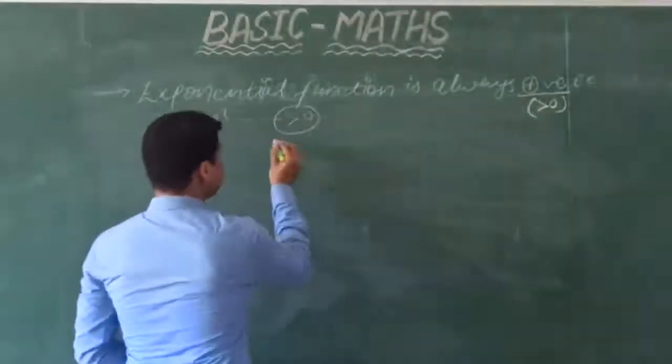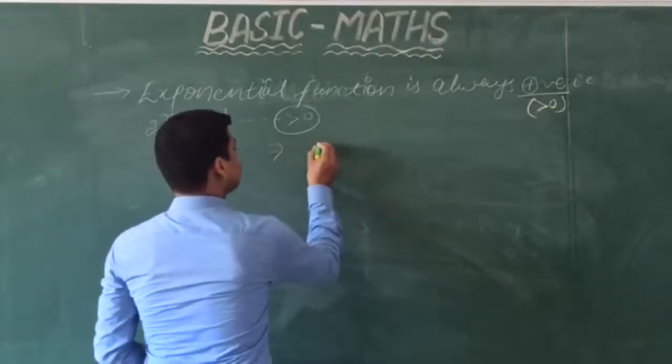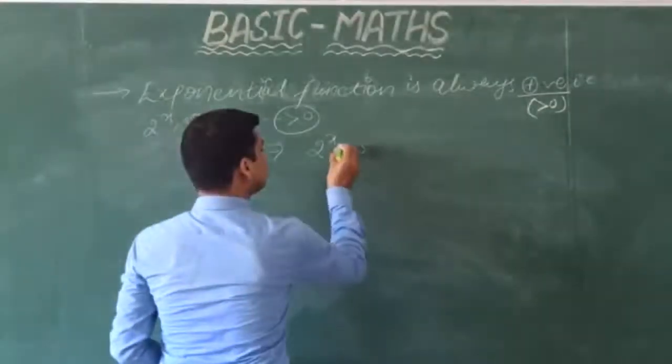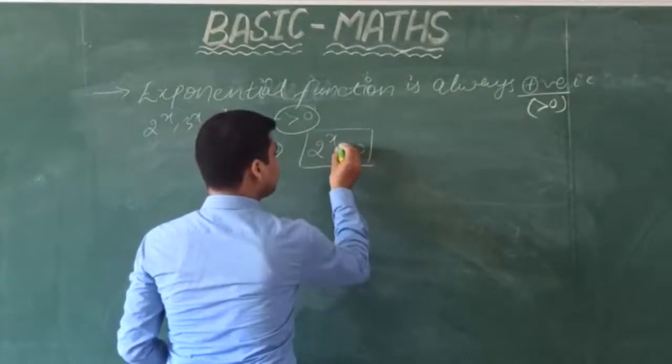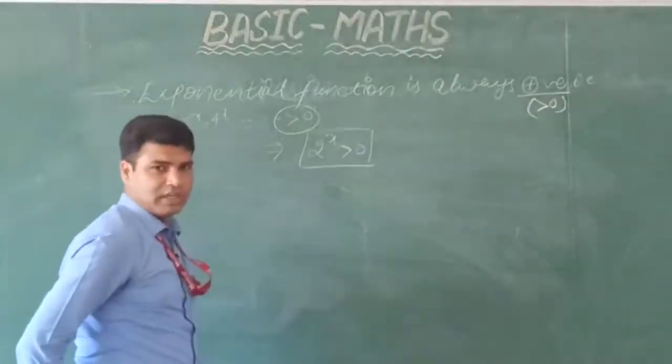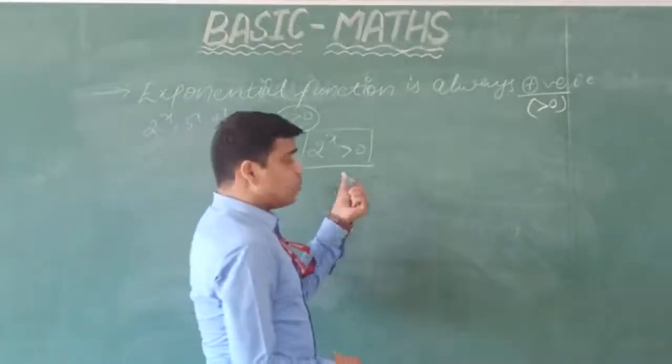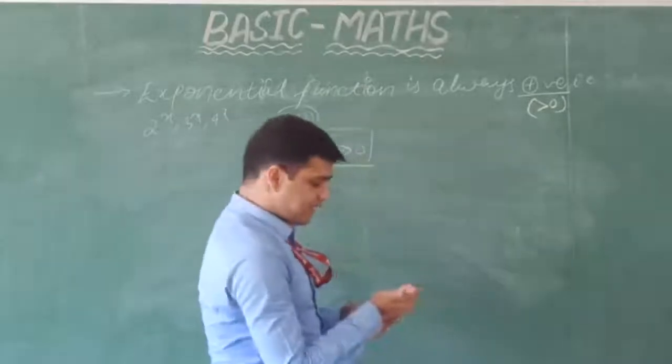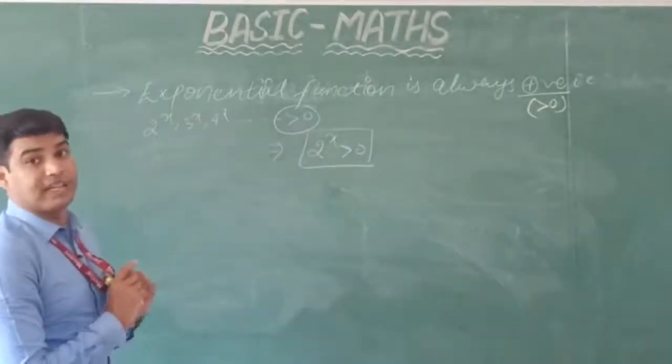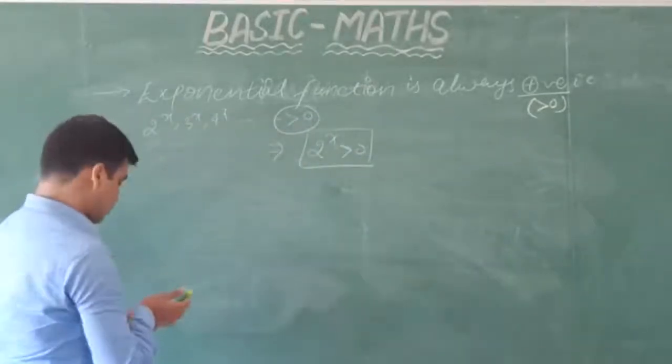In simple words, 2 raised to the power x is greater than 0, or you can say a raised to the power x is greater than 0, and e raised to the power x is greater than 0, meaning exponential function is always positive, greater than 0. Okay, so now see this here.